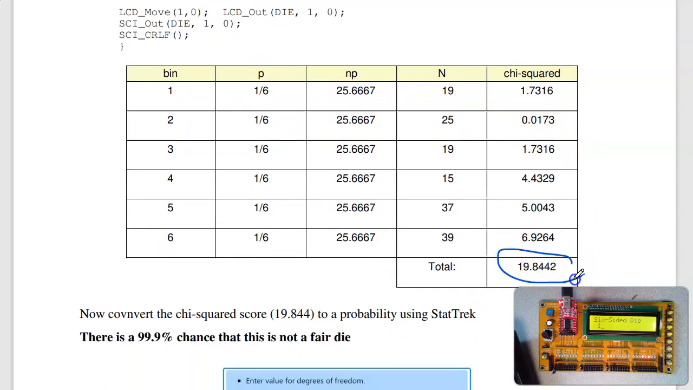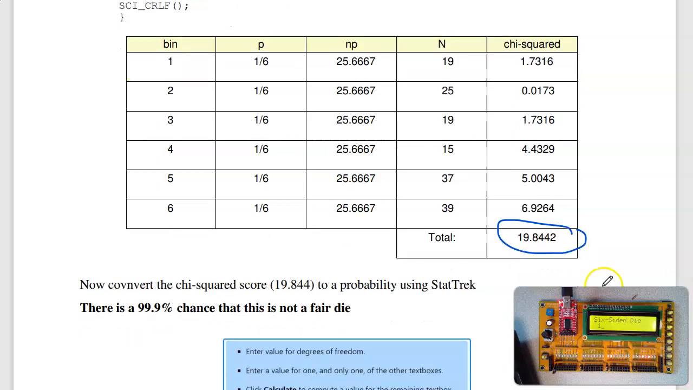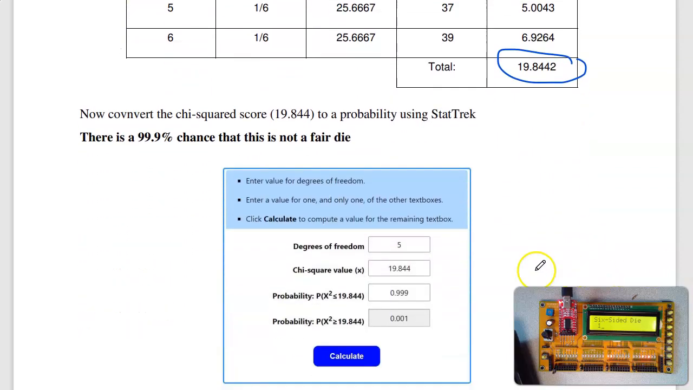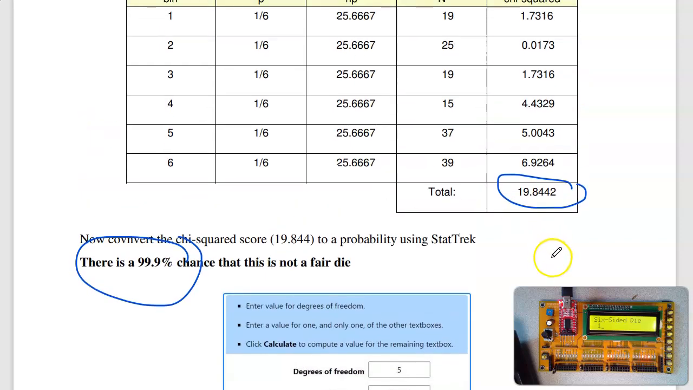I get 19. To see what that means, go to a chi-squared table. I've got 5 degrees of freedom. Chi-squared's value is 19. Corresponds to probability 0.9999. So I'm 99.9% certain this is a loaded die. In this case, I could detect it. I had a lot of die rolls. But if you roll the dice often enough, I can spot loading. 9% loading.